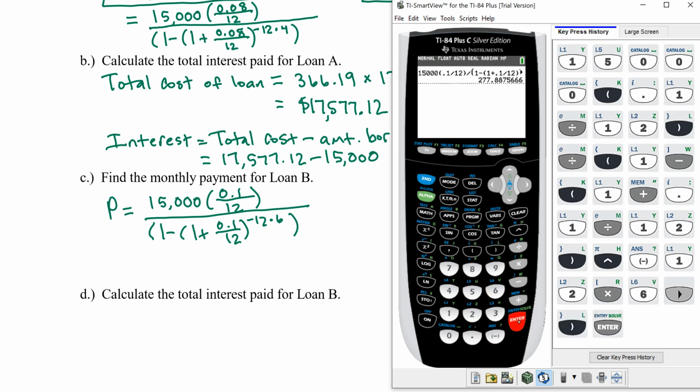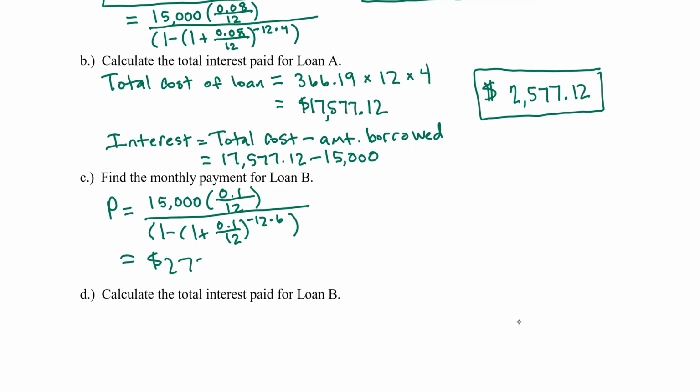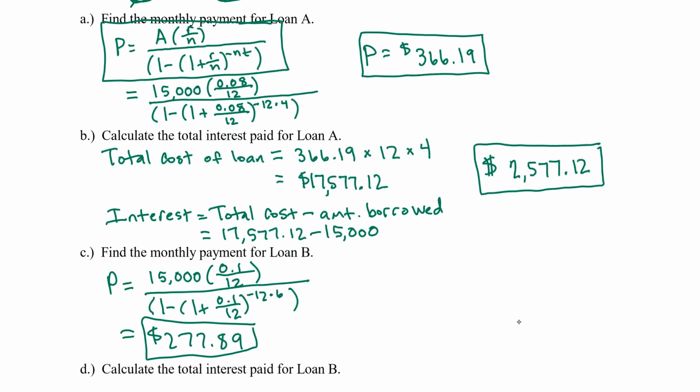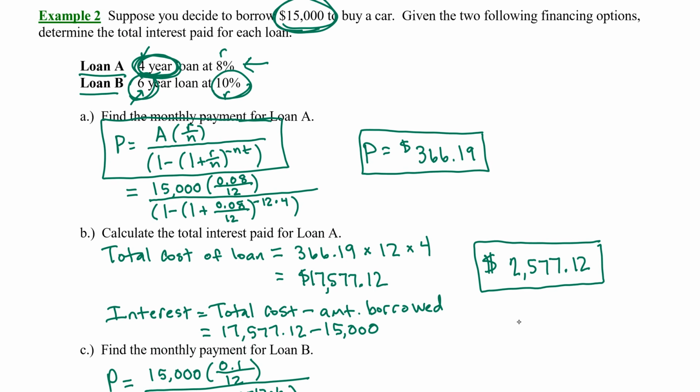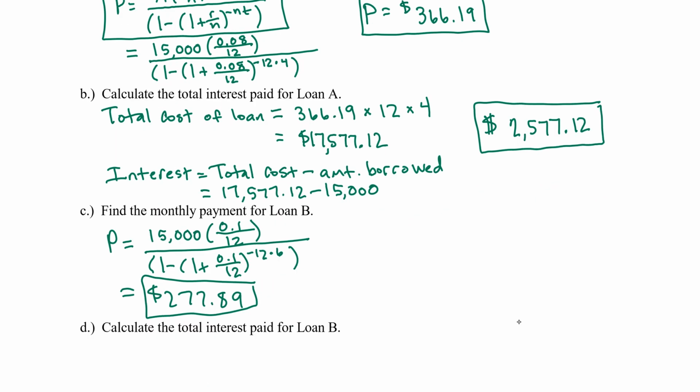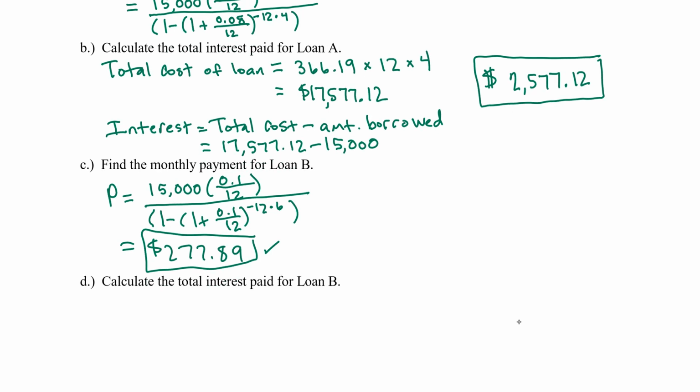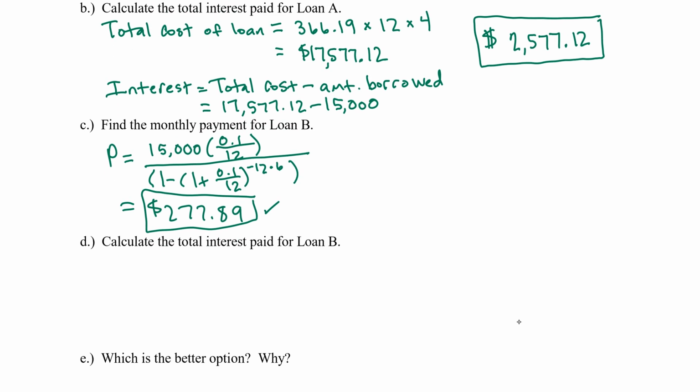Okay, this one would be a payment of $277.89. Now, the payment on loan A was a little bit higher. Notice it was a shorter term loan, so we didn't have as much time to pay back the amount that we borrowed. That translates into a bit of a higher payment. On loan B, since we have a longer time to pay it back, it translates into a lower monthly payment. So at this point, that sort of makes loan B attractive. But let's go ahead and calculate the total cost of this loan.